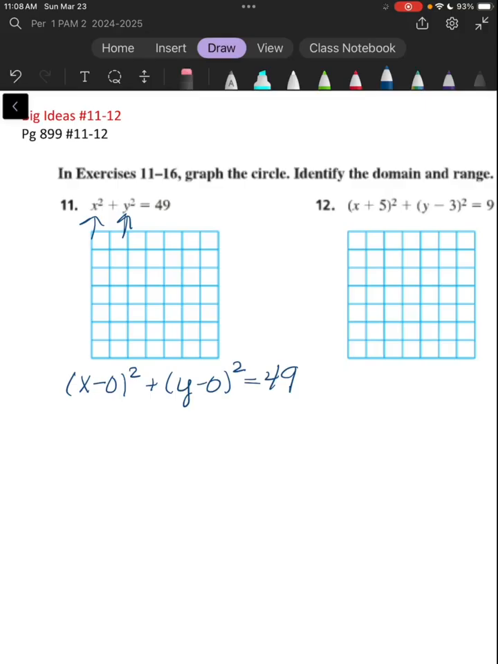All right, so go ahead and do 11 and 12 in Big Ideas, and then we'll come back and do some more.